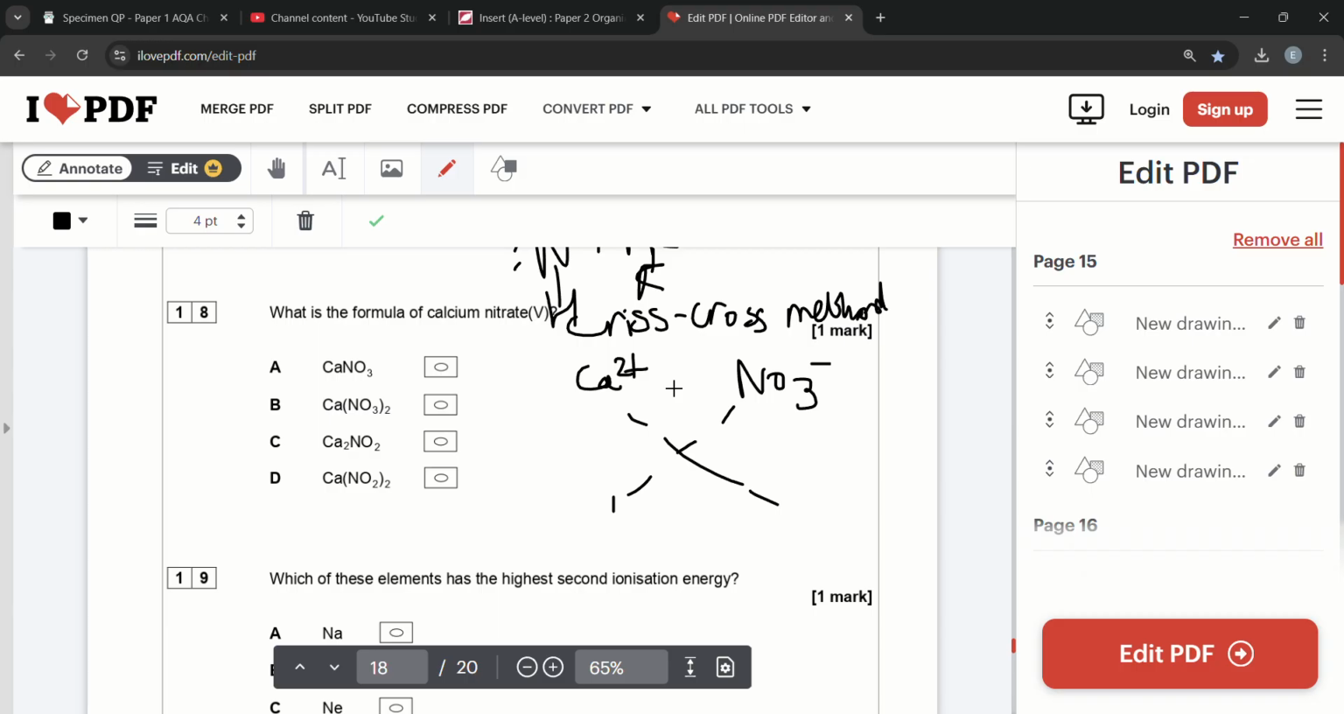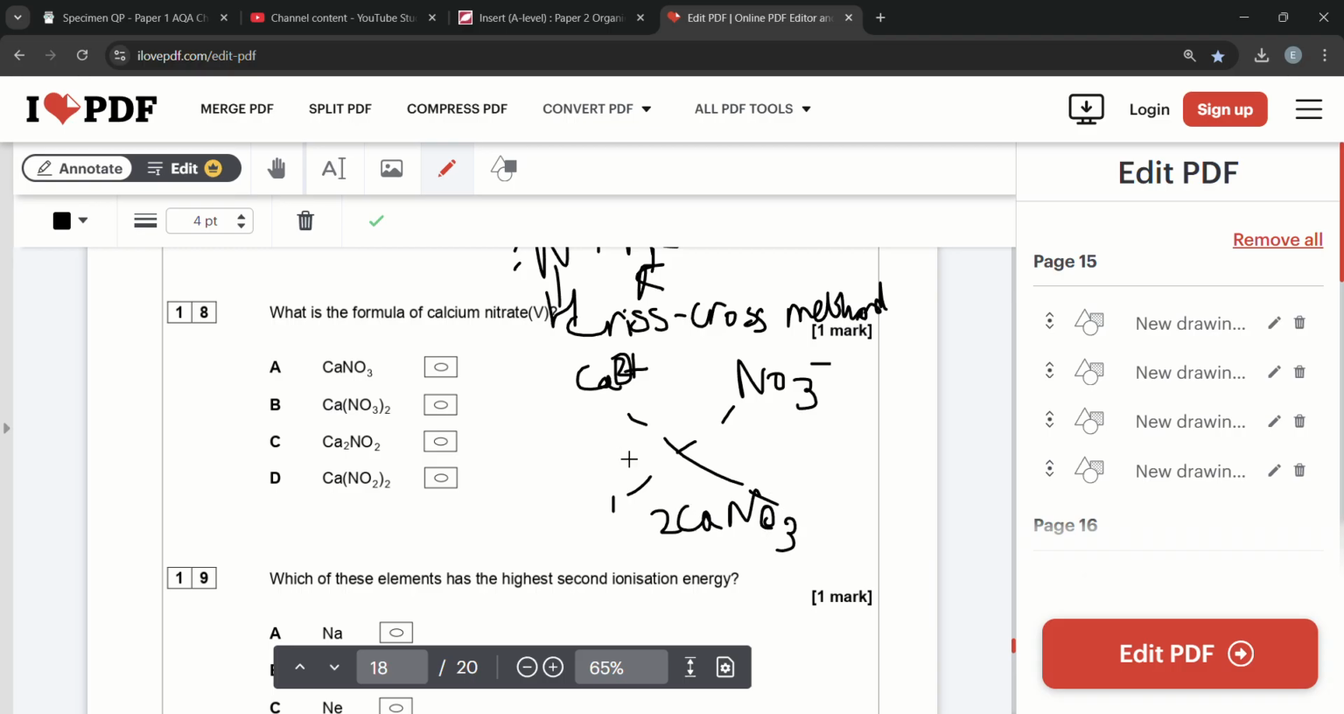Swap charges. This has got a 2, so that means we're going to have 2 NO3s. The overall thing is going to be Ca. It's not going to be 2 CaNO3. That's something I made a mistake on last time, but I learned from it now. It's not going to be that.